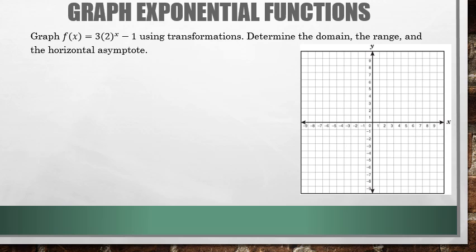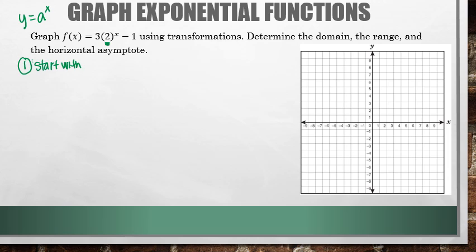Now let's graph a function. Say I were asked to graph f of x equals 3 times 2 to the x minus 1 using transformations, and determine the domain, range, and horizontal asymptote. The big thing, if you go back to our transformation section, is remembering we first have to figure out our parent graph, and then write down the transformations our function is going to go through. We can see that our parent function is 2 to the x. In exponential functions, it's always going to be a to the x. Whatever that base is to the x is what you start with, and then we transform that.